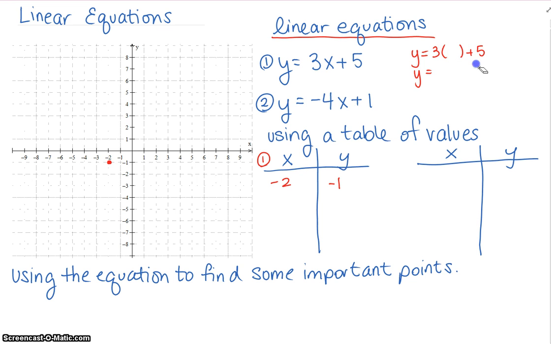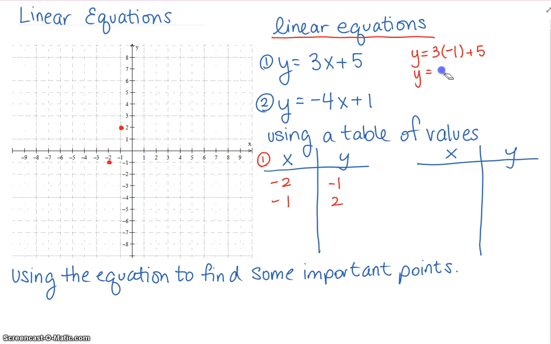Now if we continue on with the same idea, let's say I start moving towards the positive. Let's say I use negative 1. Wherever I see an x, I replace it with negative 1. I evaluate it out, and I see that I end up with 2. So at negative 1, I have a point here at 2.